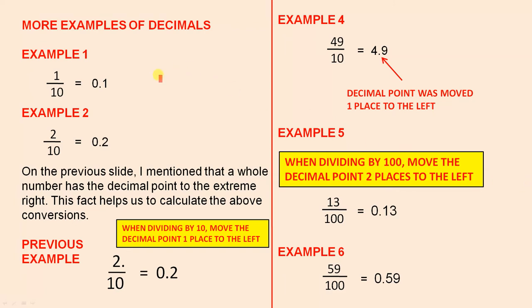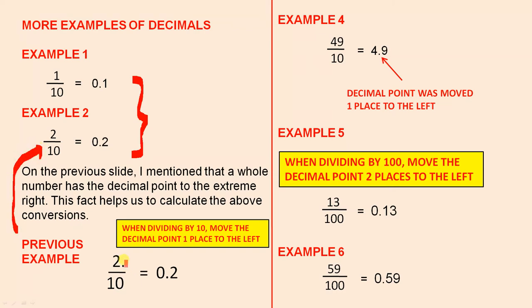More examples of decimals. 1 over 10 is 0.1 and 2 over 10 is 0.2. So they're just facts, and you might understand why this is the case if you saw the last video. If not, here we go. We're going to explain how we actually arrive at these answers. On the previous slide, I mentioned that a whole number has the decimal point to the extreme right. This fact helps us to calculate the above conversions.